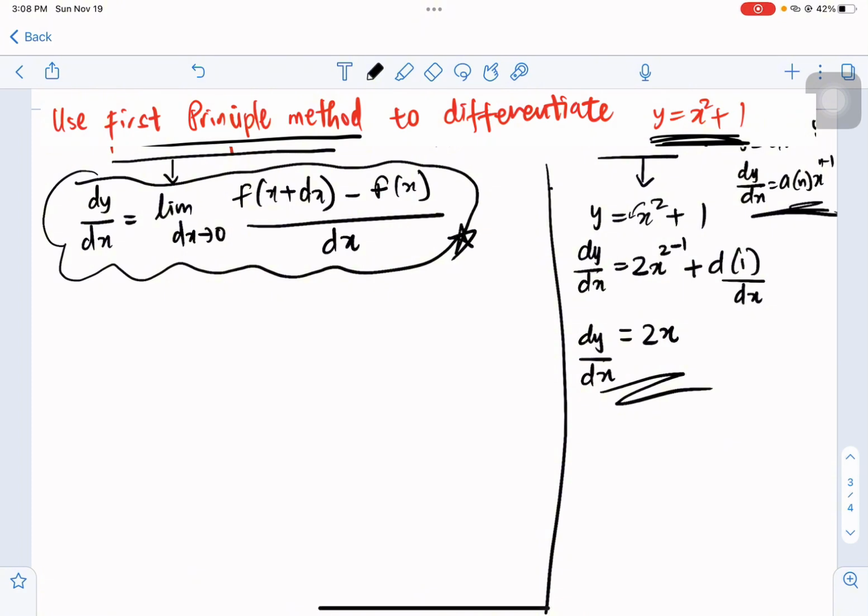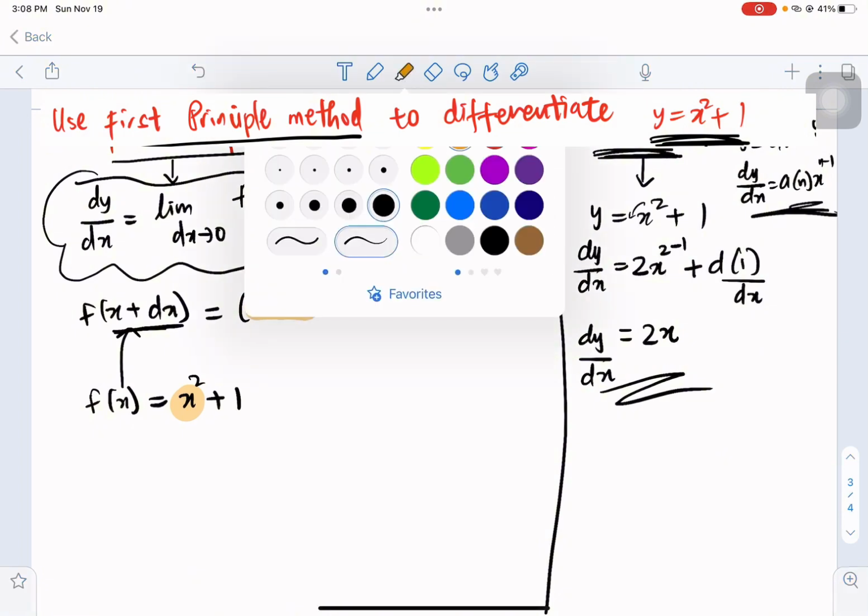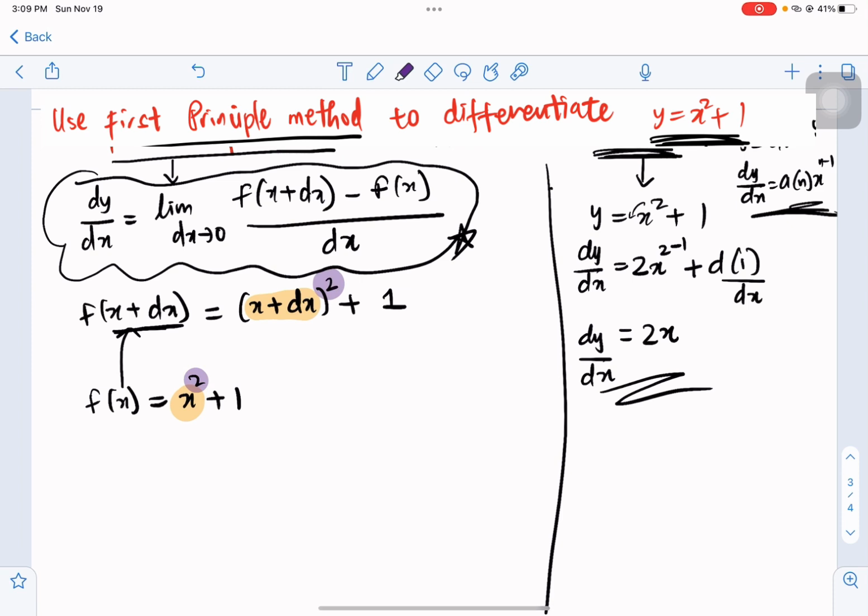So what you need is, you have to first know what is f of x plus dx. For that, if you know what is f of x, it's easy. So f of x is already here, the question is saying x squared plus 1. Now for f of x plus dx, wherever there is x, replace it with x plus dx. So everything will remain the same. It's just that in place of x, you will replace x plus dx. The rest is the same: there's a square, there's also a square; there's a plus, there's also a plus; there's a 1, there's also a 1. So now you just have to replace.